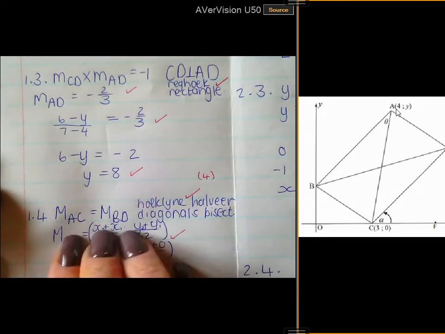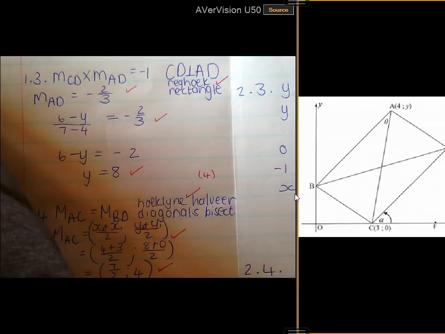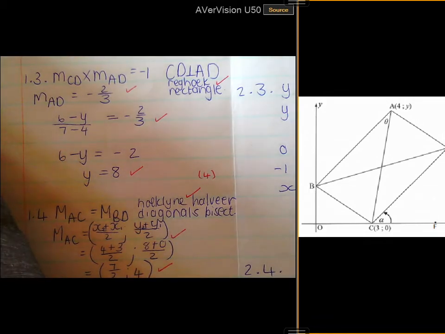Right, the next one. I asked you to find the midpoint of BD. Now, if you look at the sketch, you didn't have the coordinate of B. So some of you went and found the coordinate of B. That was fine as well. What I did is I found the midpoint of AC. And then because it's a rectangle, you must know that the diagonals bisect each other. Therefore, the midpoint of AC is going to be the same as the midpoint of BD. So I calculated the midpoint of AC and then just said that BD's midpoint would be the same.